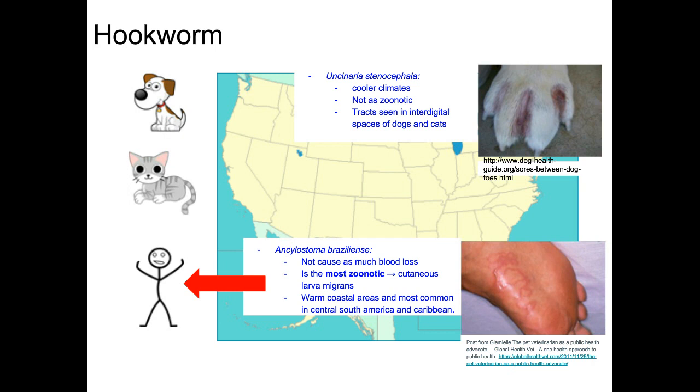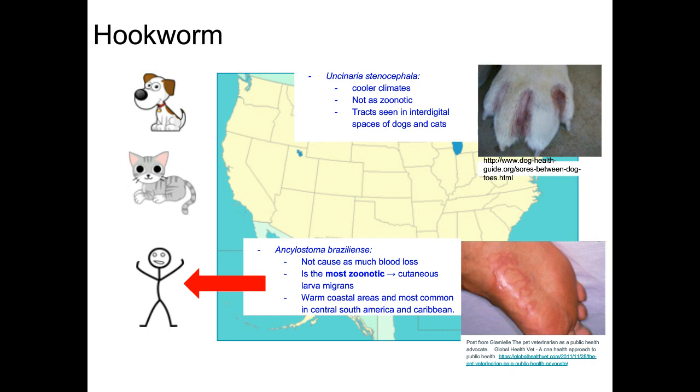They don't cause as much blood loss if they're in dogs and cats, but they can be zoonotic, so you do have to worry about them. Ancylostoma braziliense is the most zoonotic and also is seen in the warmer coastal areas in Central South America and the Caribbean. So maybe you're practicing there, maybe you have a shelter there, maybe you transport in animals from there. So these are things you need to worry about and to alert your staff and adopters about.